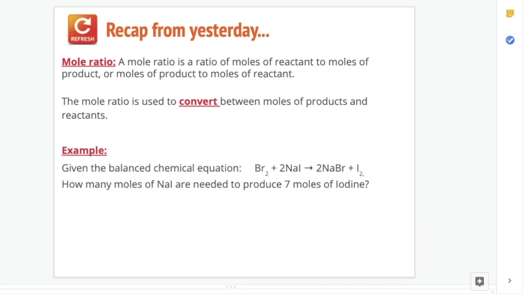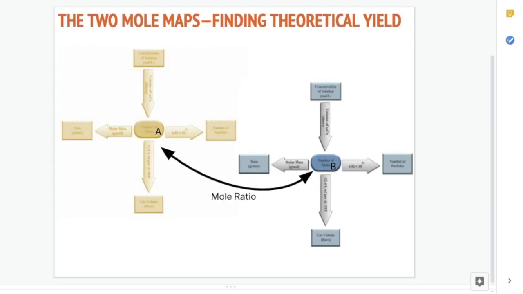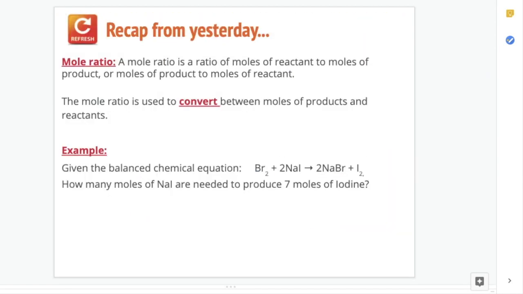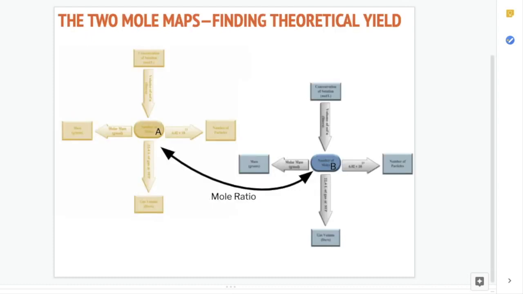So we're going to do this quick example just to refresh everybody's memory, and then we'll move on to today's lesson. So our example is, given the following balanced chemical equation, how many moles of sodium iodide are needed to produce 7 moles of iodine? So we have moles of iodine and we are trying to convert to moles of sodium iodide. So we're going to be using this mole ratio.